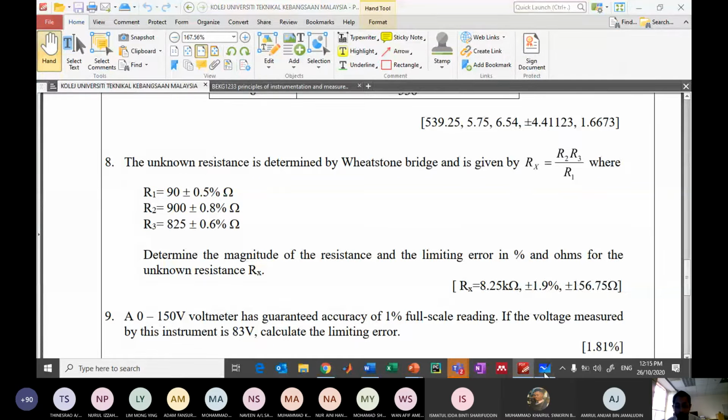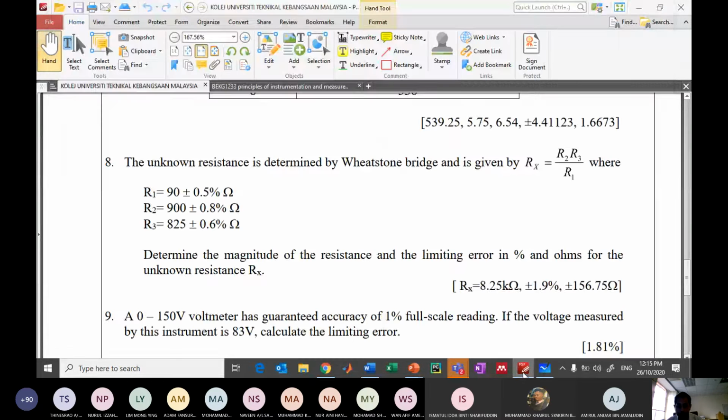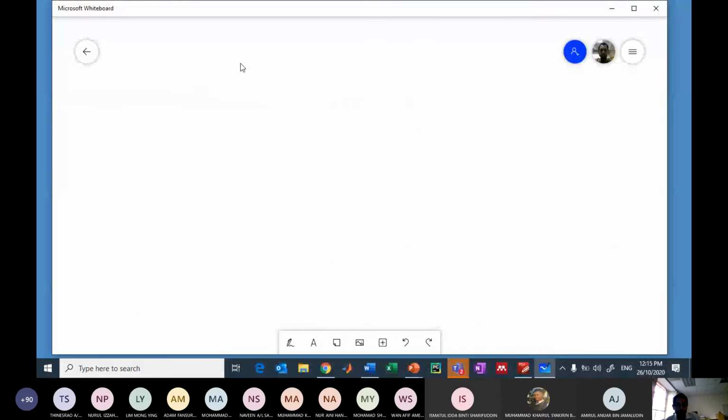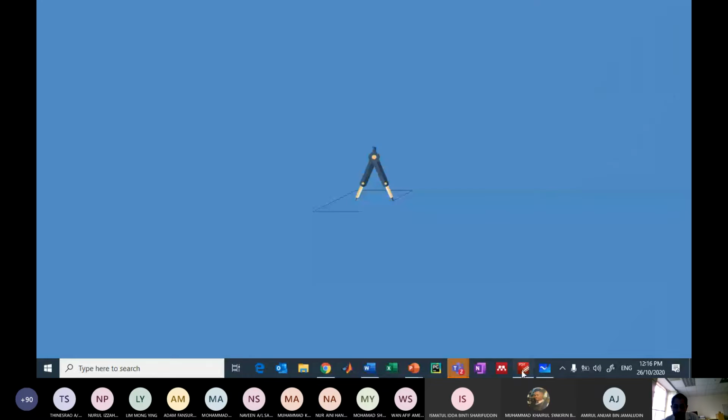Okay, so now let's do this question. This is question number 8. So Rx is given as R2 multiplied by R3 divided by R1. What was the value again? R2 is 900 ohms multiplied by 825 divided by 90.